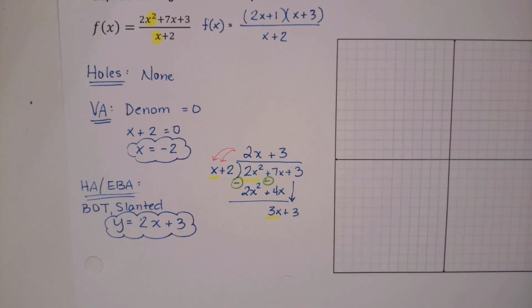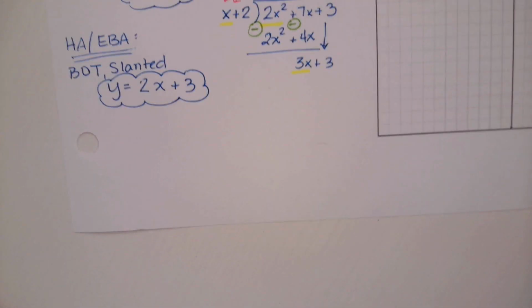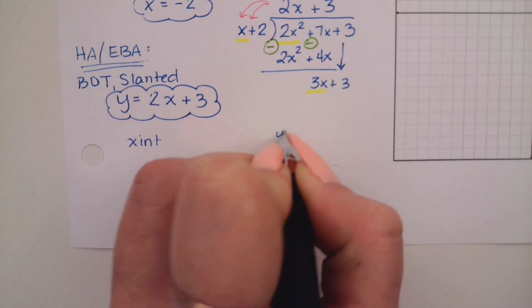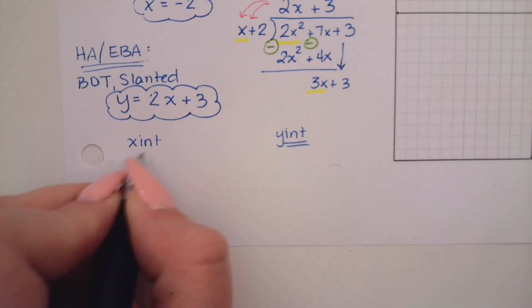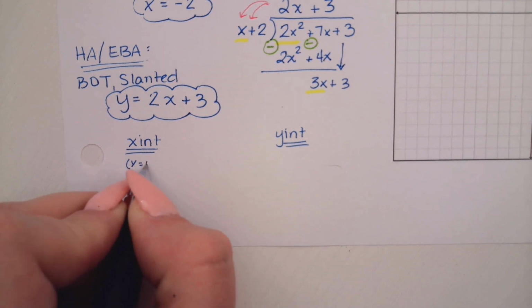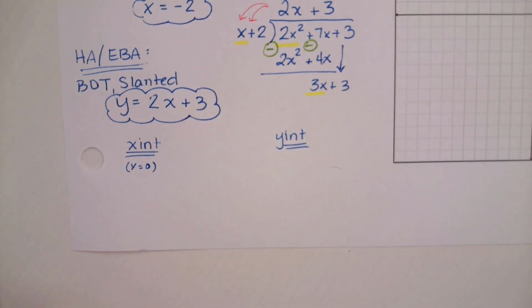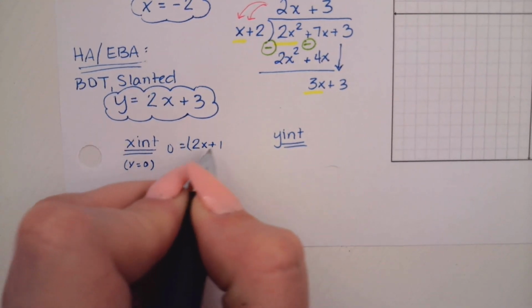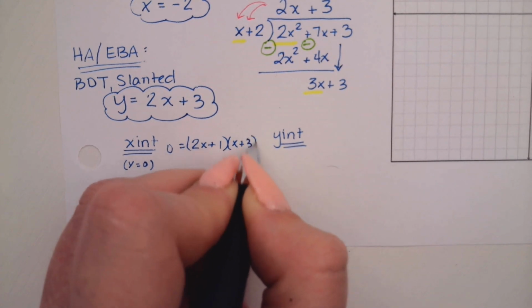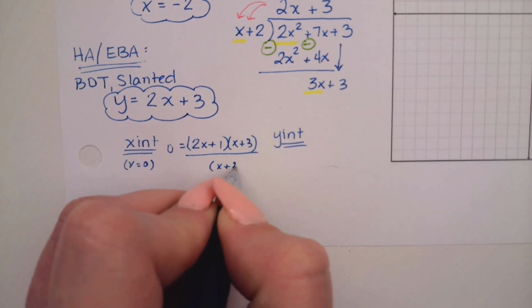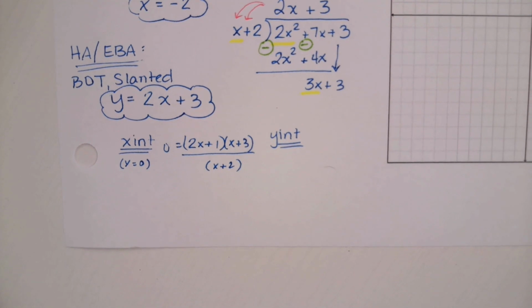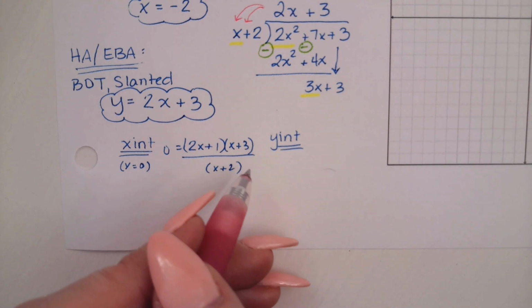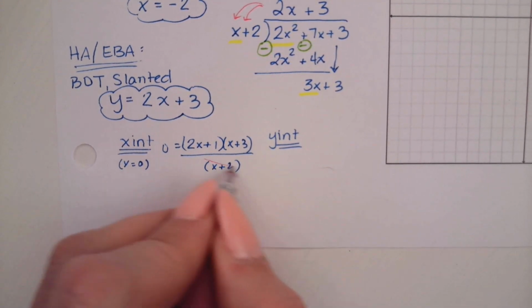Next up, x-intercepts and y-intercepts. The x-intercept, remember, that's when y equals 0, which in this case, I guess we would say f of x equals 0. So let's say 0 equals 2x plus 1 times x plus 3 over x plus 2. But what's going to happen to the denominator? It's going to cancel, right? We're going to multiply by it to get it to cancel here, but then when we multiply by it on the left, it's going to turn to 0. So I'm just going to cancel it out.